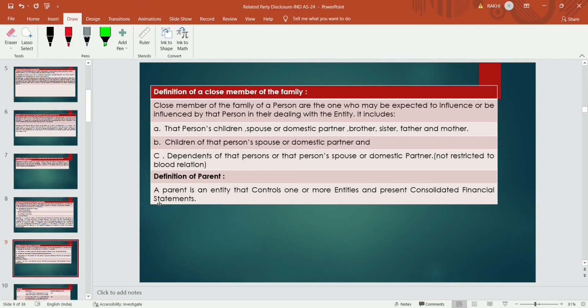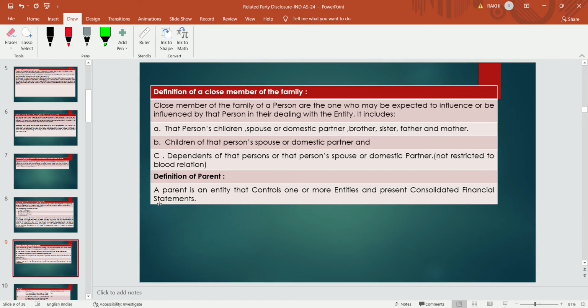Definition of a close member of the family of that person. Who are the close family members of that person? The close family members of that person are the ones who may be expected to influence or be influenced by that person in dealing with the entity. Suppose Mr. Mukesh Ambani has taken a decision for RIL, though it is influenced by his wife Neeta Ambani, and influenced by his sons Akash Ambani and Anant Ambani. So his decision is influenced by his family members. If he takes any decision, that decision is influenced by his family members. So the close family member of that person is also included.